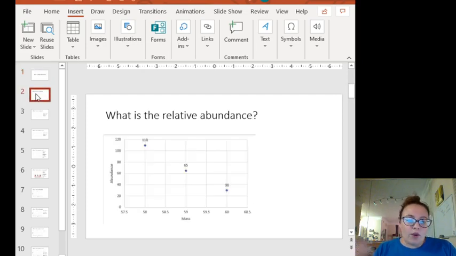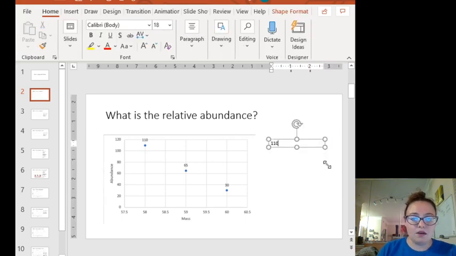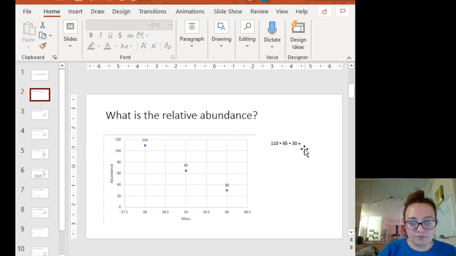So if we look at this graph, the y-axis says abundance, and the x-axis says mass. And so if we're going to calculate the relative abundance, we need to use the abundance values. So the first thing we're going to do is add up 110 from here, plus 65, plus 30. When we do that, we get 205.